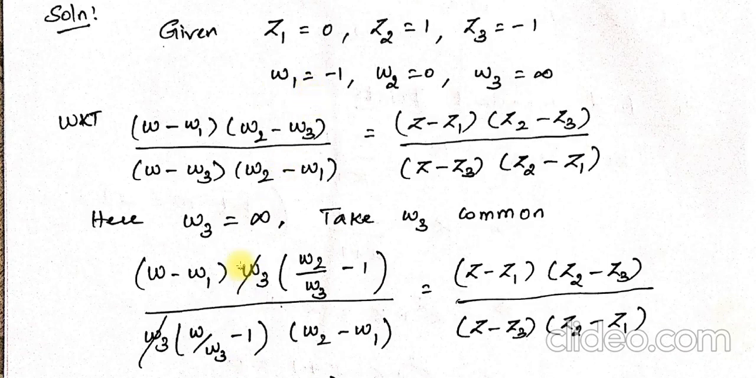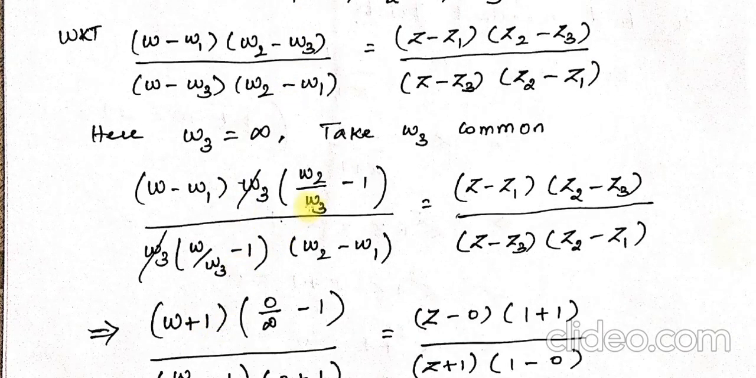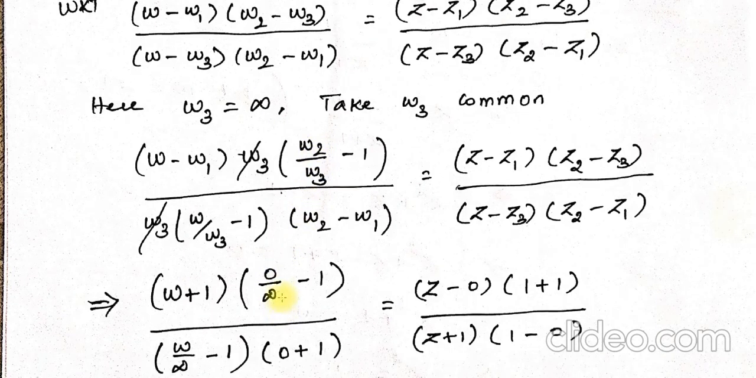So I will be having W plus 1. Then W3 is infinity, and anything by infinity is 0, so I am not going to concentrate on the numerator as much. Anyway, I am substituting W2 as 0. Then W3 is infinity, minus 1, W by infinity minus 1. I am substituting those values. That's it, very simple. I am substituting the values of Z1, Z2, Z3 in this step.